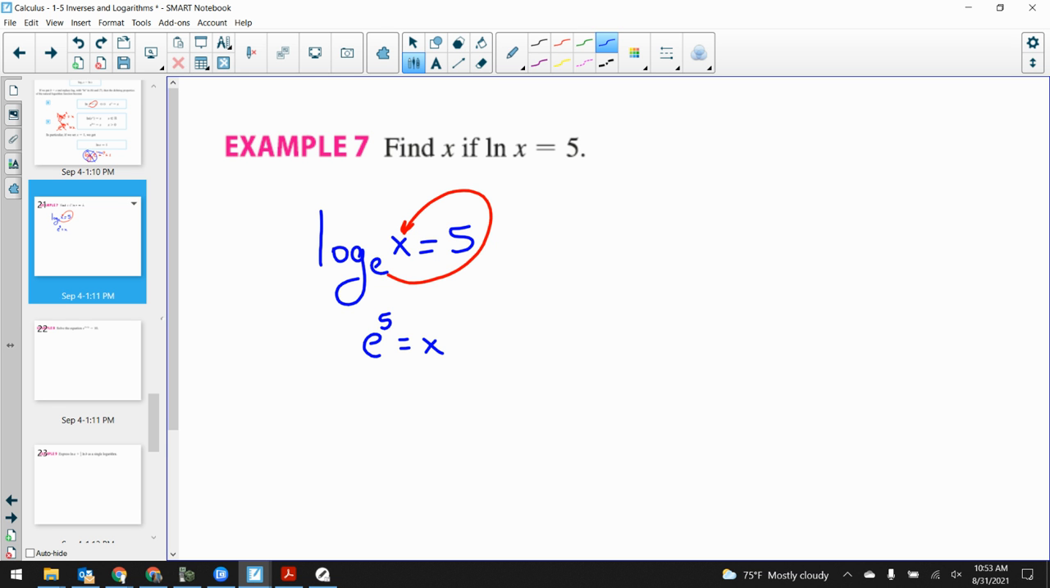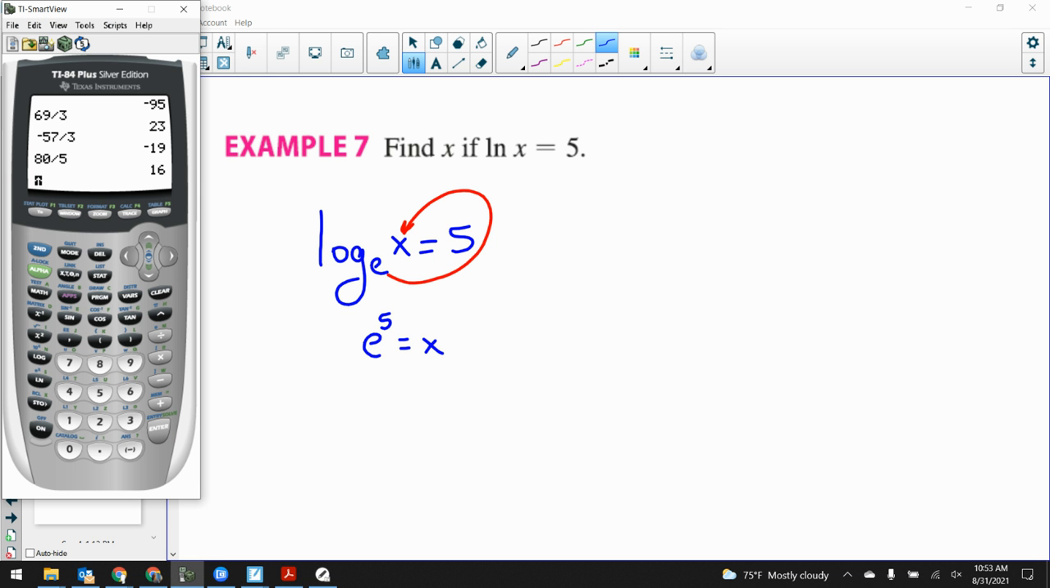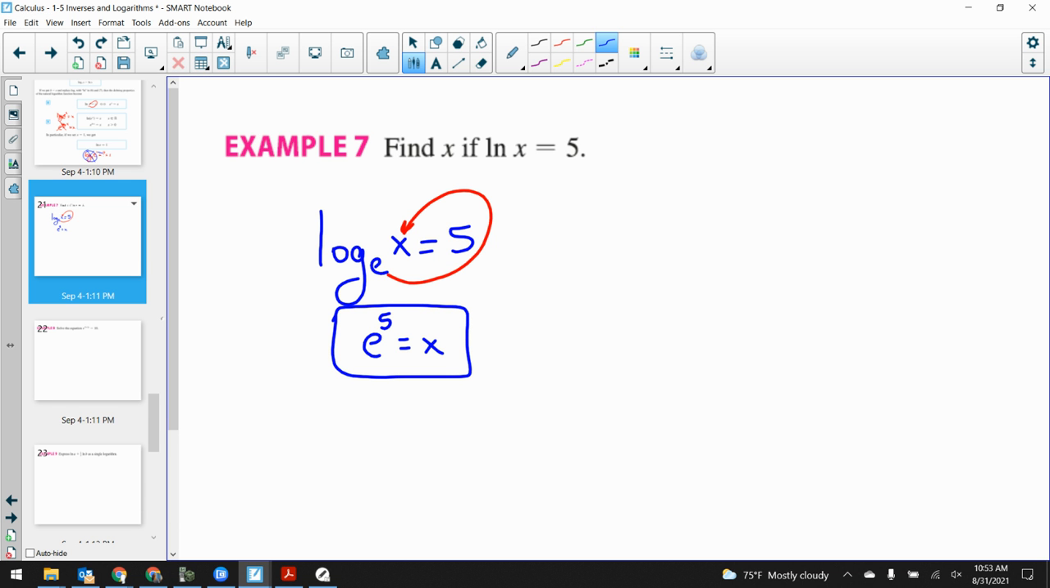Because e is an irrational number, just like you write things in terms of pi, you can write things in terms of e as well. It's totally acceptable to say x is e to the 5th. Could you actually figure out what that is? Sure. e to the 5th is that irrational number, 148.41 and so on. But it's totally acceptable to leave it in terms of e if you'd like to.